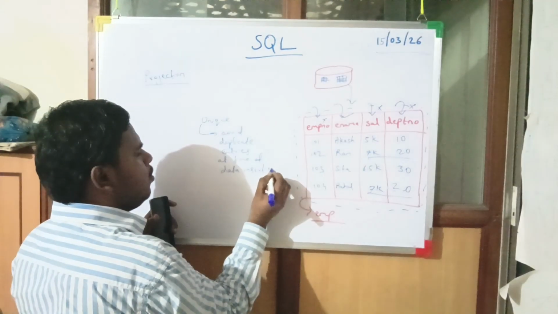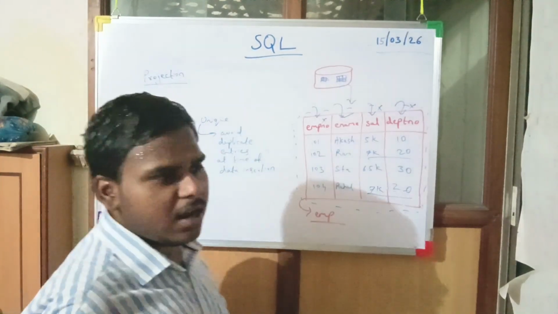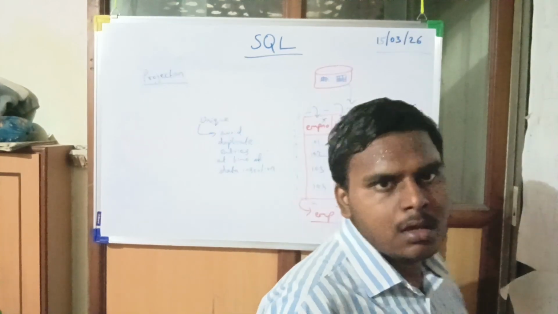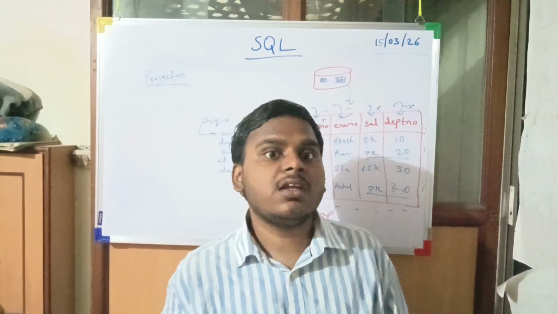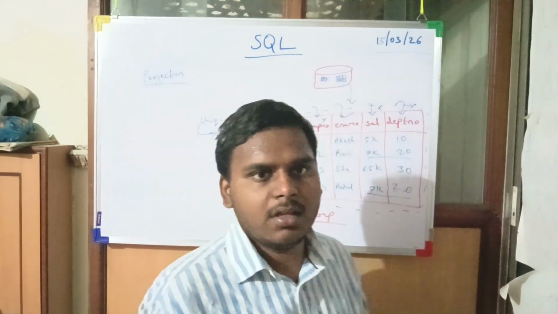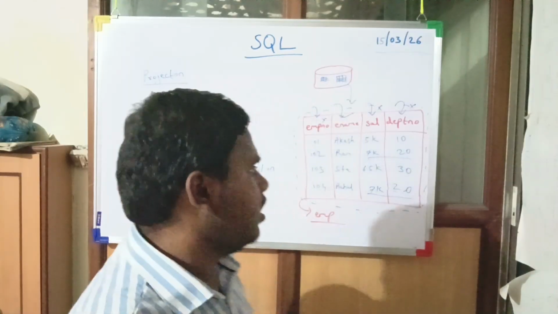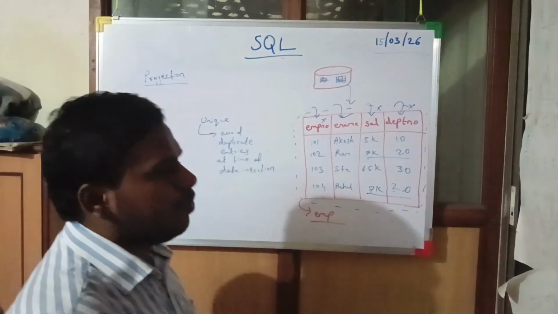Suppose a person is entering the Aadhaar card number details of an employee. A duplicate, same Aadhaar number entry will not be allowed, to avoid the error, to avoid mistakes. For that, a unique constraint is applied.